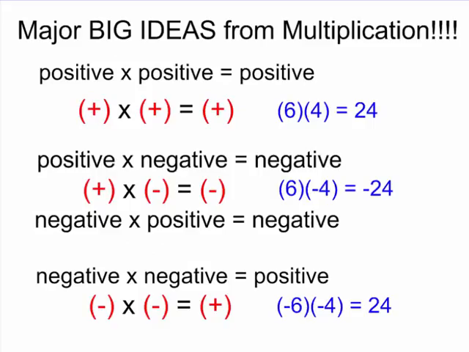So our major big ideas we discovered in multiplication: a positive times a positive gave us a positive result. A positive times a negative in either order gave us a negative result. And then the real tricky one was a negative times a negative gave us a positive result. So if those are a little rusty, you may wish to pause the video here and study some of the examples.